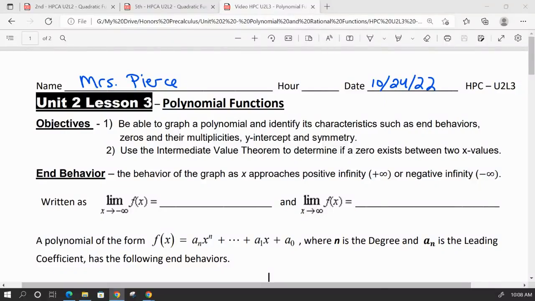All right, so today's lesson is polynomial functions. And in this lesson, our goal is to be able to graph a polynomial and identify its characteristics, such as end behaviors, zeros, and their multiplicities, y-intercepts, and symmetry. Also to use the intermediate value theorem, which is used to determine if a zero exists between two x values. So we'll be doing that at the end.